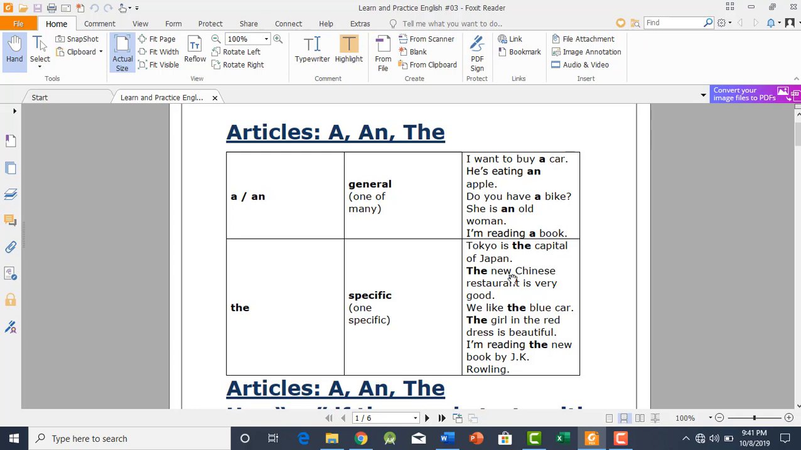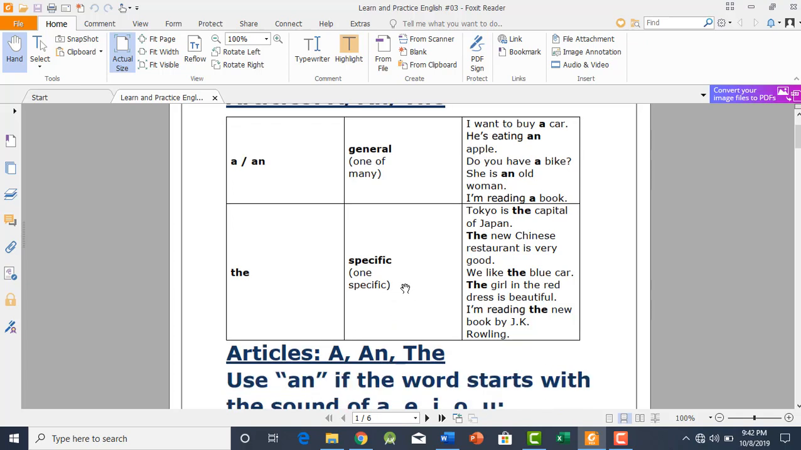In the same way, if we see the second example, the new Chinese restaurant is very good. In that sentence we are talking about a particular Chinese restaurant, a specific Chinese restaurant. That is why we use the article here. And in the same way, you can see the other examples as well, in which you find something very special, something very specific. That is why we use the article.